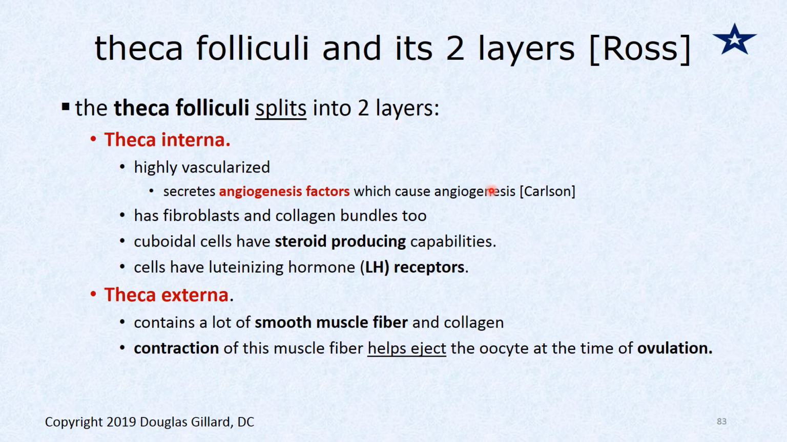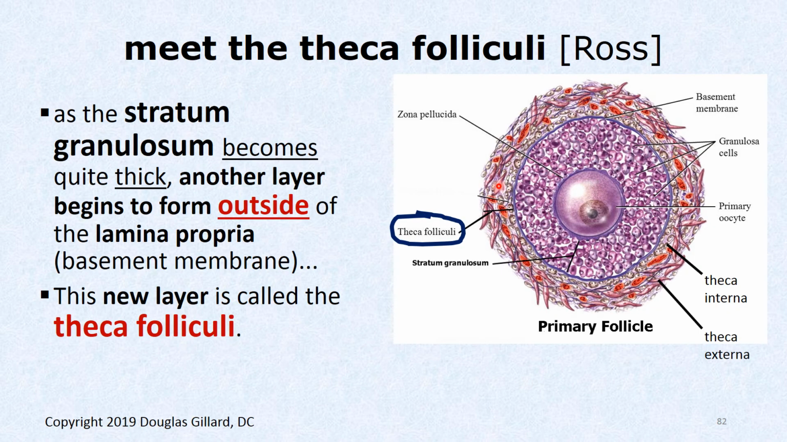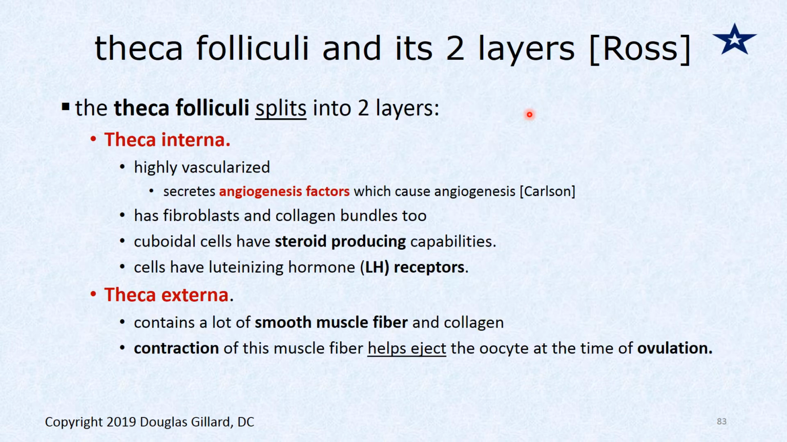So theca folliculi: there's a theca interna, which would be right here, and a theca externa, which would be out here. Actually, I think I have that coming again. So we have two layers. The theca interna means closest to that basement membrane. A lot of blood vessels in here. The cells secrete angiogenesis factors, which cause angiogenesis. So we're building blood vessels that can supply this growing creature. There's collagen and fibroblasts too.